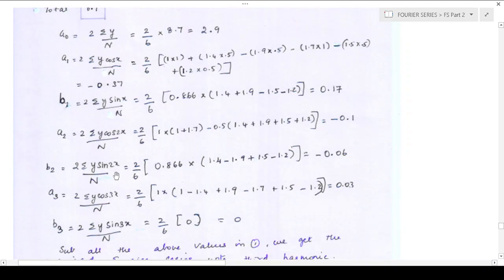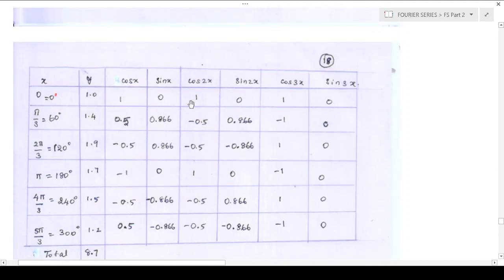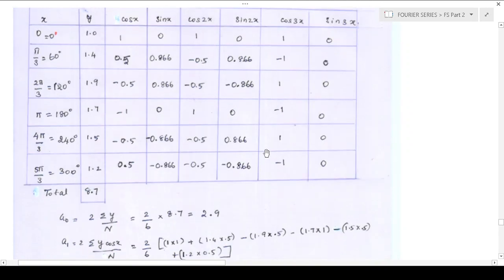Now, next we are going to find y cos 2x, summation y cos 2x into 2 by n, that is 2 by 6 will be a2, that is 1 into this into this. What I prefer is, 1 comes two times. So 1 into, within bracket, 1 plus 1.7. Other than that, it is minus 0.5. Minus 0.5 into 1.4 plus 1.9 plus 1.5 plus 1.2. Likewise, a3 will be, if you want to find a3, you have to multiply this into this.